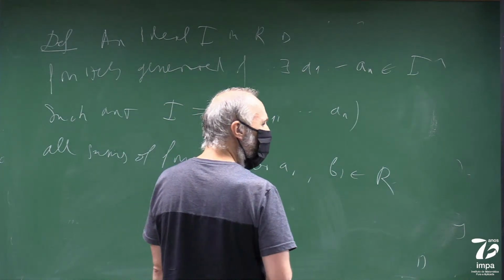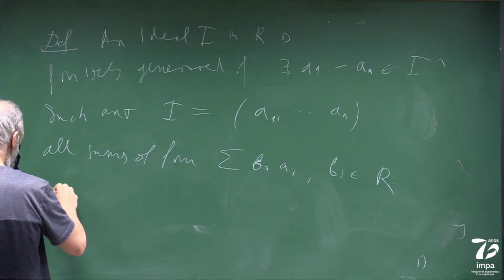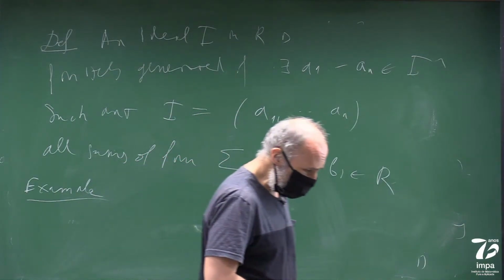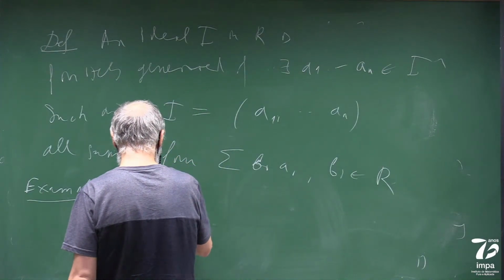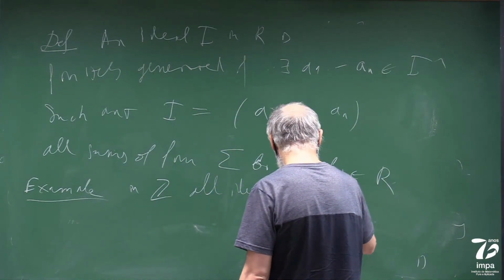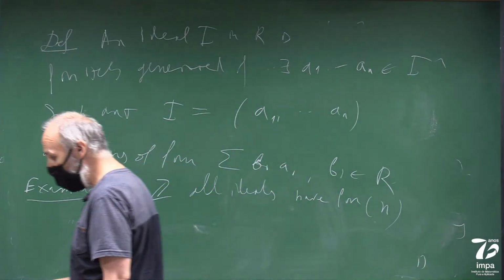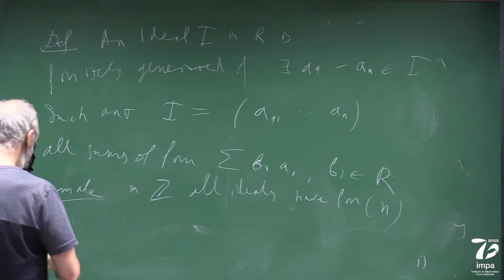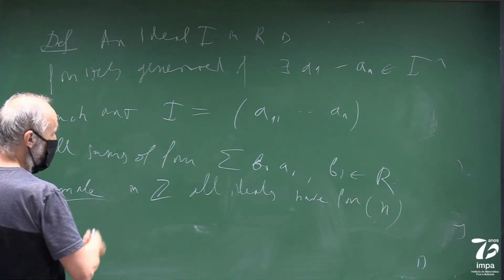Okay. Now, let me give you an example. Well, it's sort of easy to find examples of ideals which are finitely generated because most ideals are finitely generated. For instance, in Z, all ideals have the form (n). I mean, Z is a principal ideal ring, so all ideals are generated just by one element. So it's finitely generated.